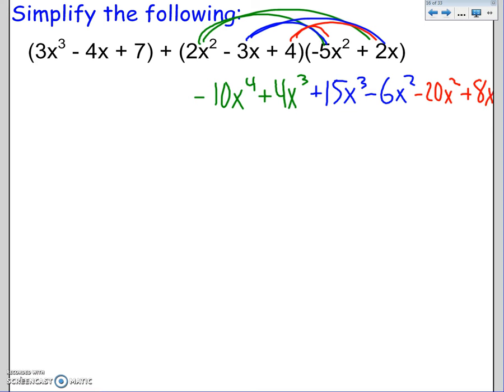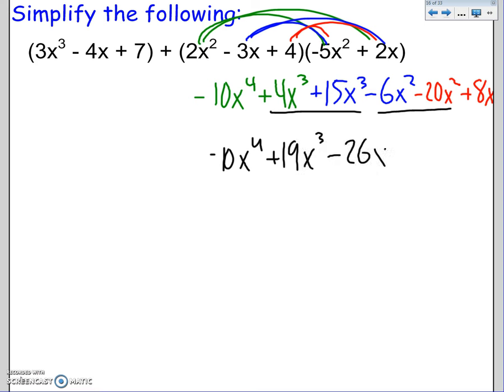Combine like terms if you can. The x cubes combine, the x squareds combine, so that is really negative 10x to the fourth plus 19x cubed minus 26x squared plus 8x. And then finally bring on this first person and combine one last time.